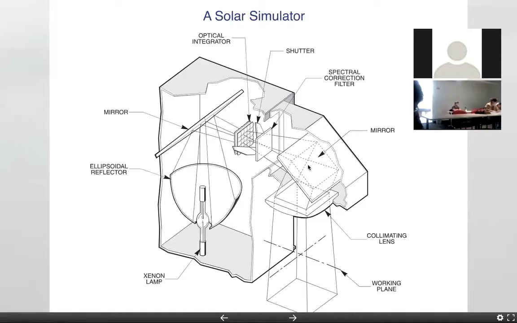There's another mirror which sends light down with some little bit of deflection. And there is typically a collimating lens to simulate direct sunlight. So the light comes straight down with very little angle. And then you place your solar cell in a working plane here. And then you have your electrical measurements. So this is the optical side of the measurement. This is the electrical side of the measurement.